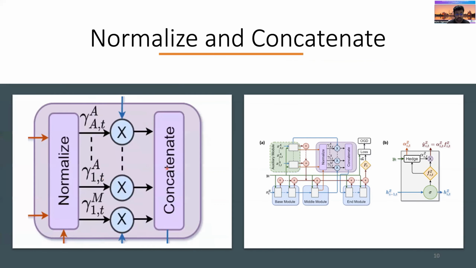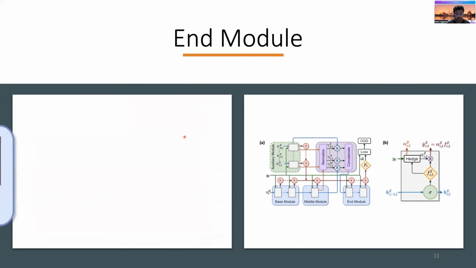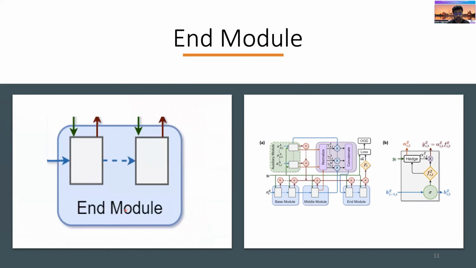Now we see the normalize and concatenate components. The normalize component takes the importance parameters of the auxiliary layers and the middle layers and normalizes them to get gamma parameters. The outputs from the hidden layers of the auxiliary module and middle module are multiplied by gamma parameters and concatenated. The concatenated vector is then passed as an input to the end module, and the end module works similar to the base module.